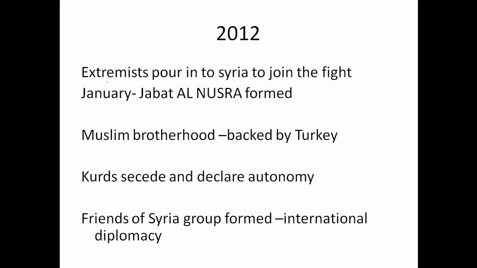By the beginning of 2012, extremists and jihadis from all over the world started to come to Syria and fight the government. They fought against the Assad government. Why? Because Assad was Shia and all these jihadis were Sunni, so they considered it a religious duty to bring down this Shia government of Syria.